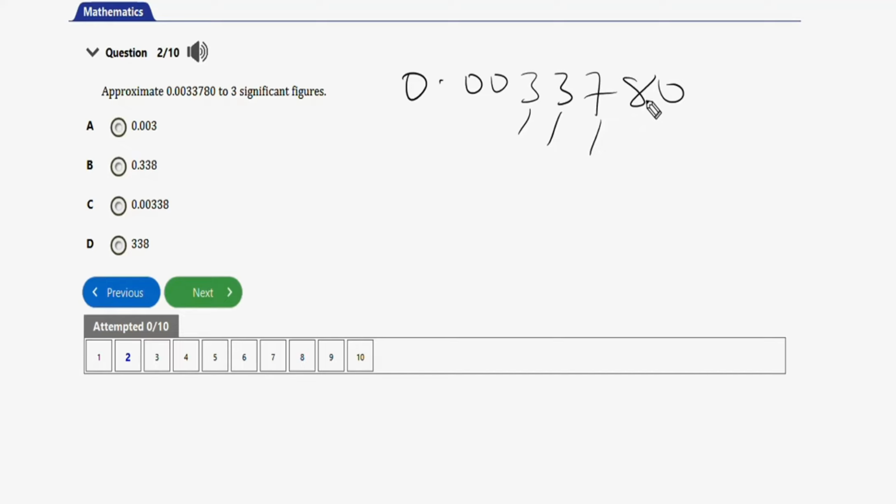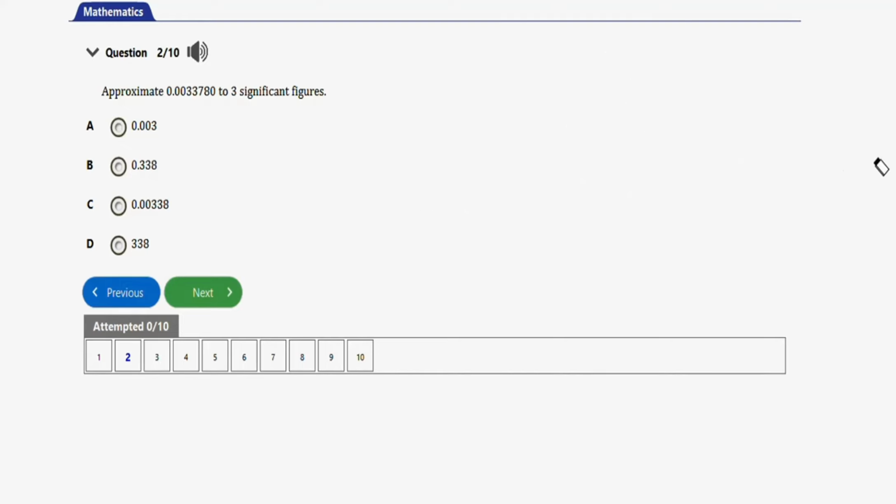This 8 following after 7 is up to 5. So you round it off as 1 and add it to this 7. This 7 will now be 8. So the right answer to this question will be 0.00338, which is option C. That's the right option. It's as simple as this, guys. So let's wipe this now and solve the next repeated question.